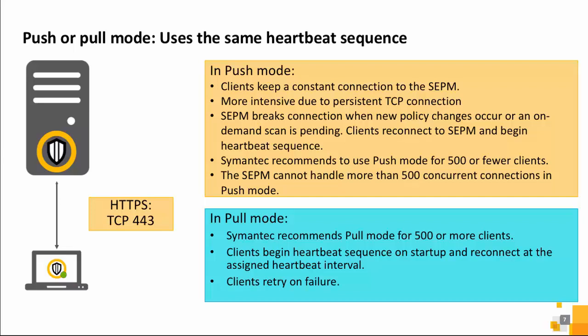In pull mode, the client connects to the server based on the heartbeat interval. The number of clients supported on a single server is dependent on factors such as server performance, network bandwidth use, server communications, and heartbeat frequency. Pull mode can support more clients than push mode, and the less frequent the heartbeat, the more clients are supported. If the connection fails during a heartbeat, the client retries the connection.